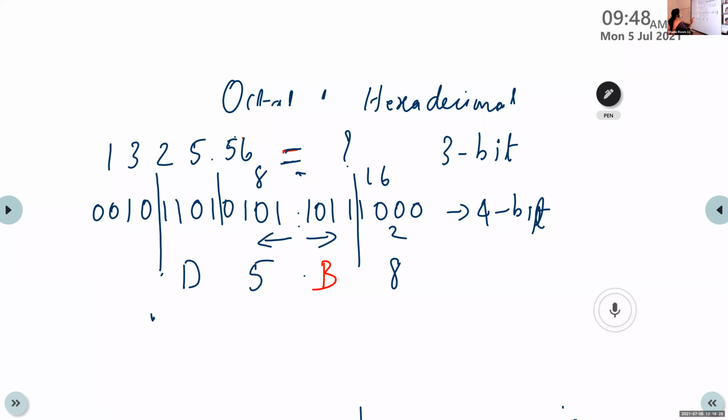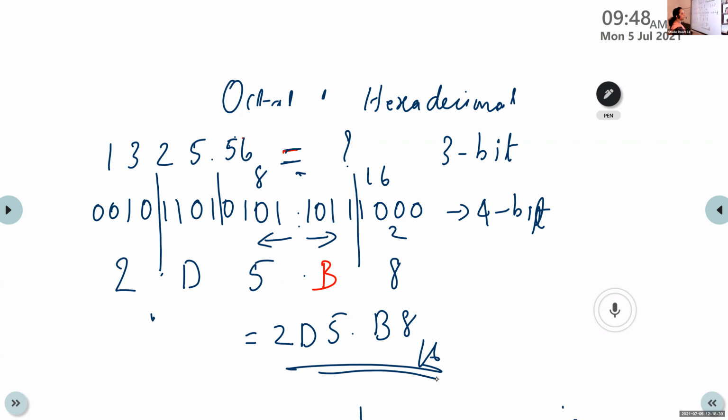Then 0010 it is 2. So the answer is 2D5.B8 to the base 16. Is it clear? Is it clear, Reem? Yes, ma'am.